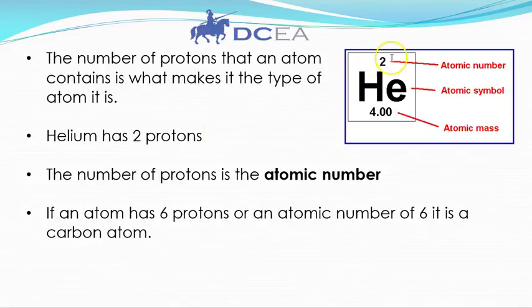Helium has 2 protons. And the number of protons is what we call the atomic number. So on an elemental chart, you'll see a number above the atomic symbol. That will be called the atomic number, and it will tell you how many protons are in that atom. If an atom has 6 protons, or an atomic number of 6, it would be a carbon atom. This atom has 2 protons, so it is a helium atom.